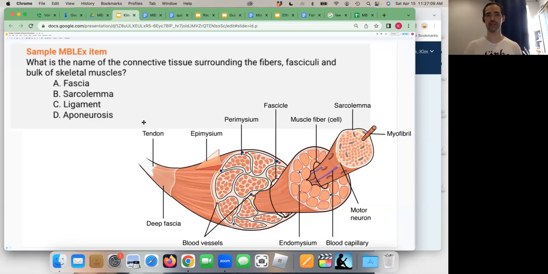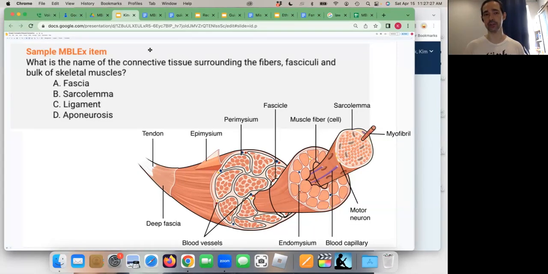So this is an example of how you have to be able to dissect the question. They use specific words like this. This is important, especially for you guys. I mean, for anyone, it's important, but especially for those of us for whom English is a second language, you have to look at the exact words. They're saying, this structure we want you to identify is made of connective tissue. And then you have to think, okay, is fascia made of connective tissue? Is a sarcolemma made of connective tissue?